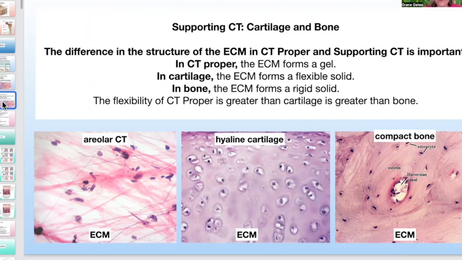So in connective tissue proper, the extracellular matrix forms a gel, and in cartilage, the extracellular matrix forms a flexible solid, and in bone, the extracellular matrix forms a rigid solid. The flexibility of connective tissue proper is greater than the flexibility of cartilage, which is greater than the flexibility of bone. And here as examples, we have pictures of areolar connective tissue, hyaline cartilage, and compact bone. And they would go from most flexible to least flexible.